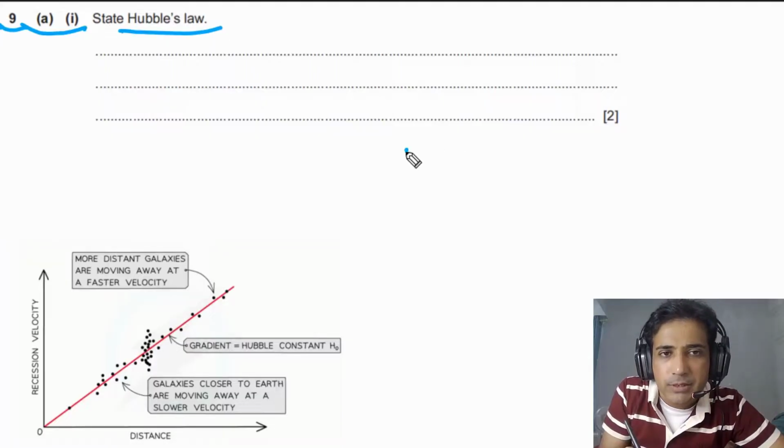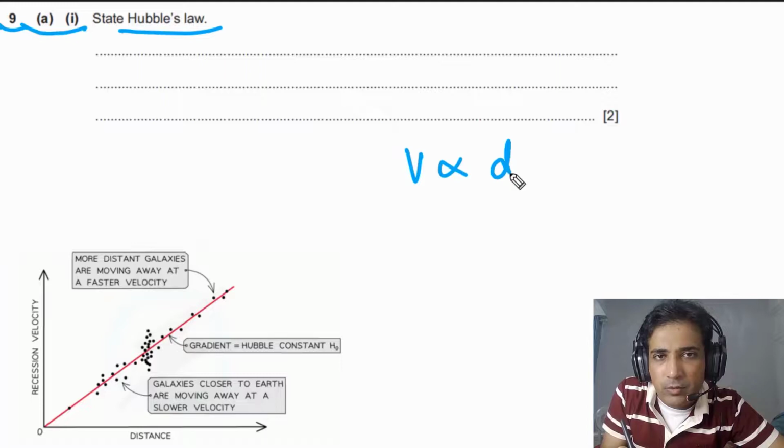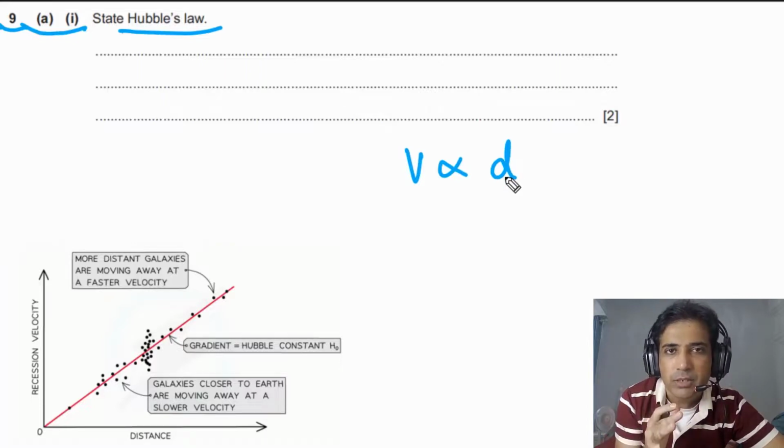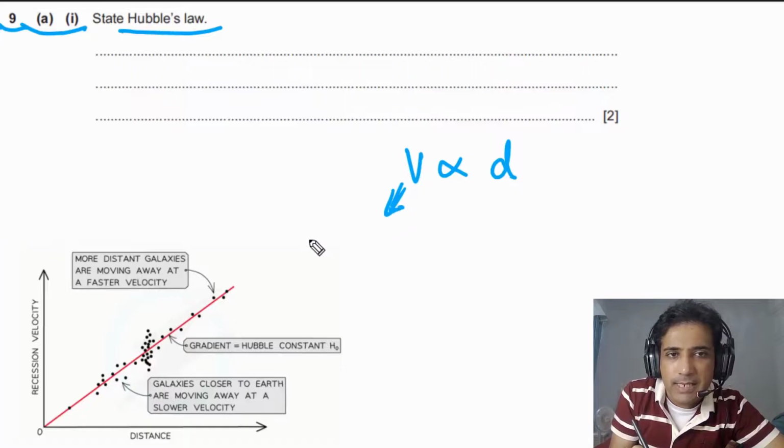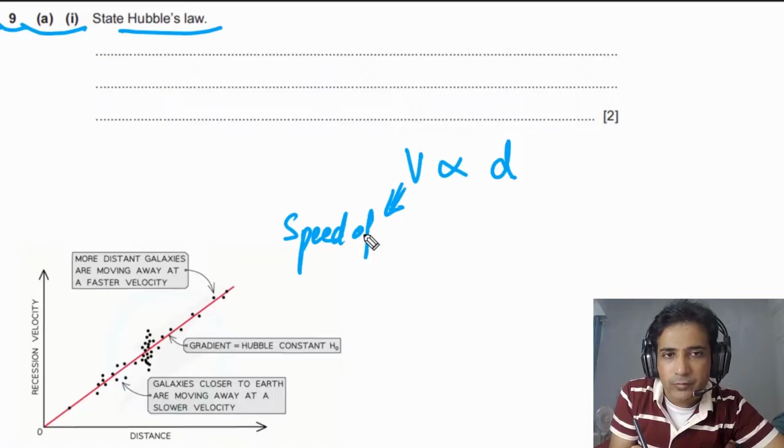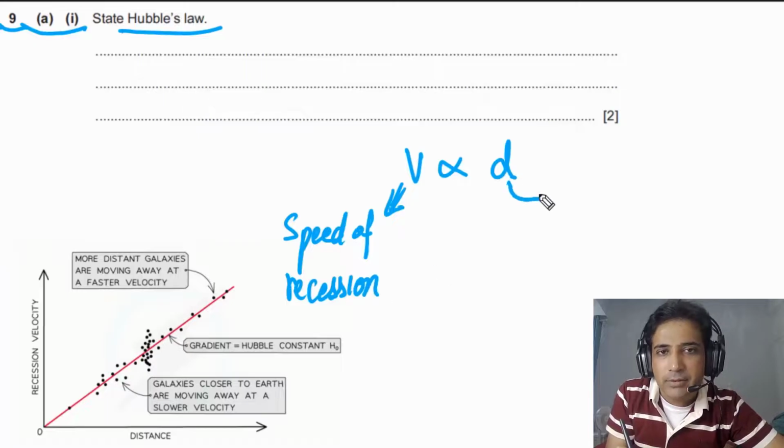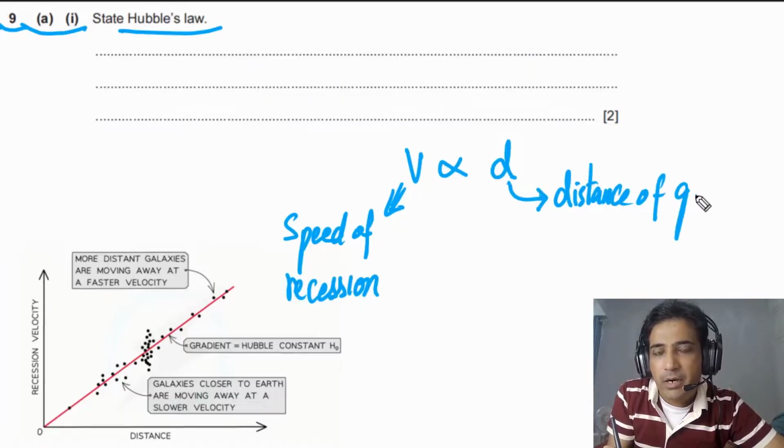Hubble's law simply tells us the relationship between speed and the distance of galaxies. So now you need to understand what exactly speed is. Speed is the speed of recession of galaxies. So v is the speed of recession of galaxies, and d is the distance of the galaxy away from the observer.